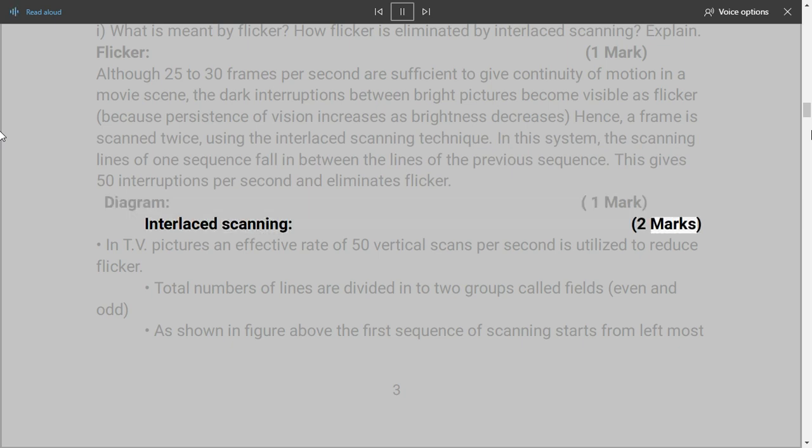In TV pictures, an effective rate of 50 vertical scans per second is utilized to reduce flicker. The total number of lines is divided into 2 groups called fields, even and odd, as shown in the figure above. The first sequence of scanning starts from the leftmost.